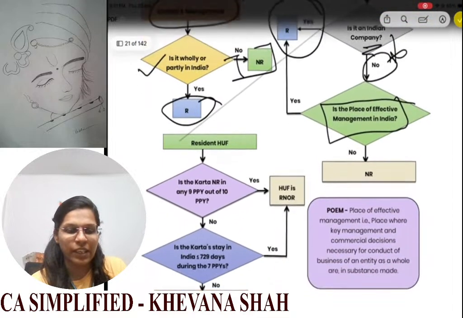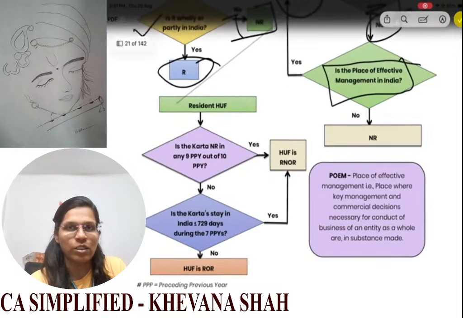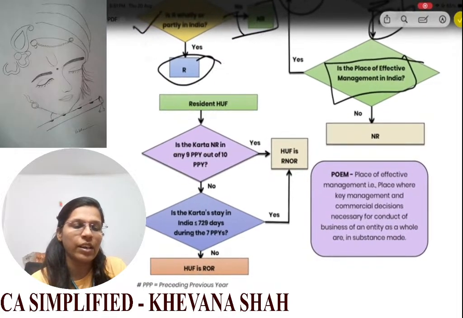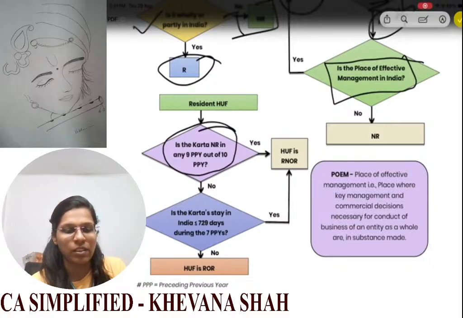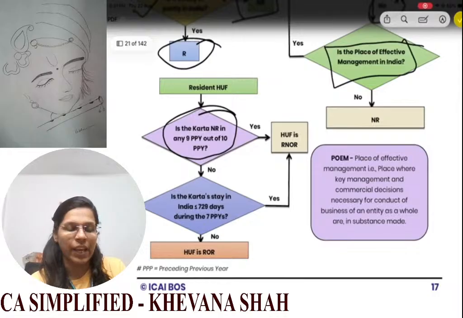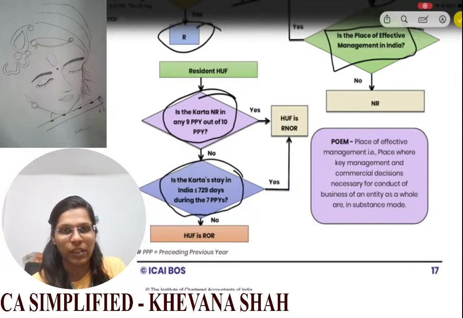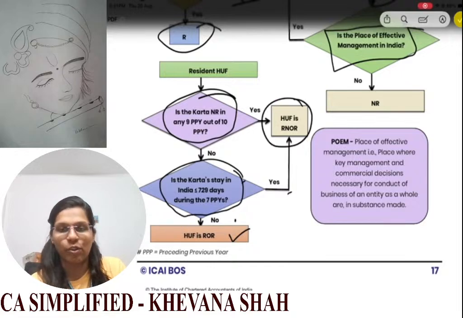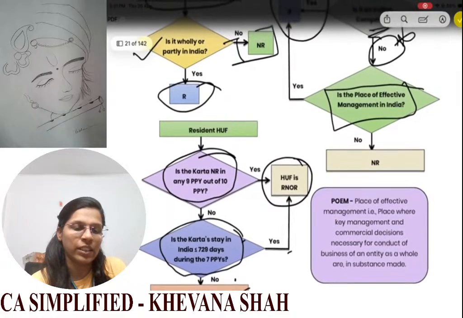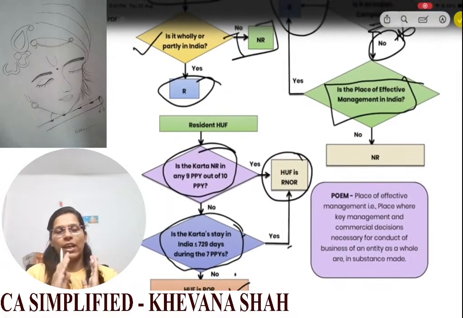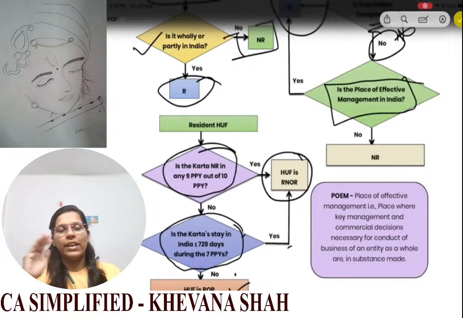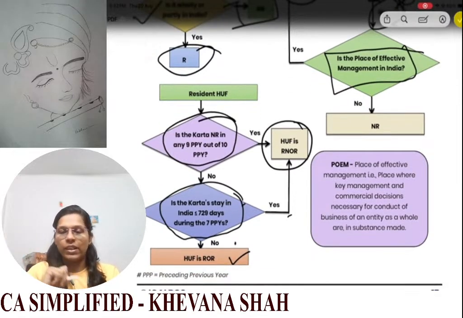Now, for resident HUF, you need to check the conditions of the Karta. If the Karta is non-resident in any 9 preceding previous years out of the 10 preceding previous years, then you need to check whether the Karta is staying in India for less than or equal to 729 days during the 7 preceding previous years. If no, then HUF will be resident and ordinary resident, and if yes, then HUF will be RNOR. So for resident HUF, again, it can be RNOR or ROR as per the residential status of the Karta of that HUF.